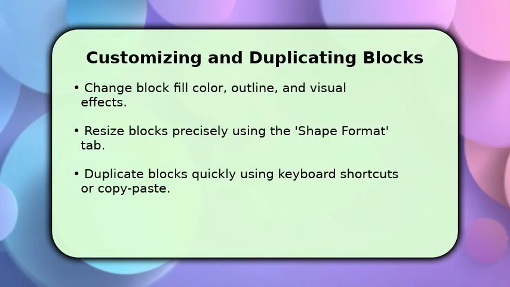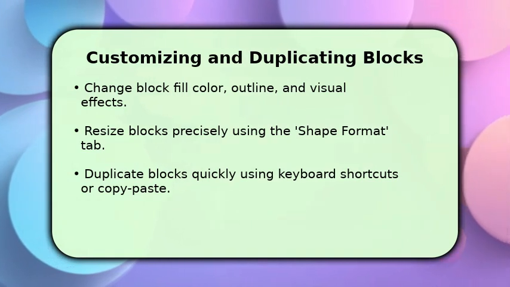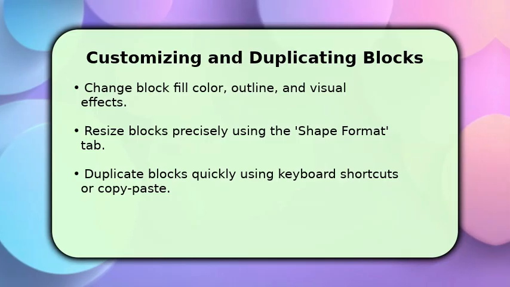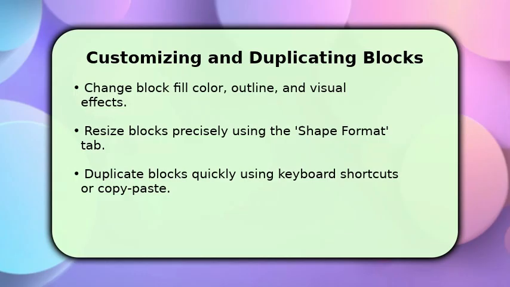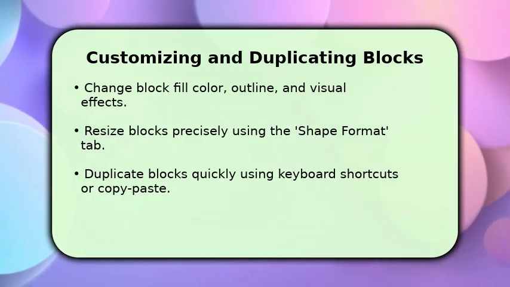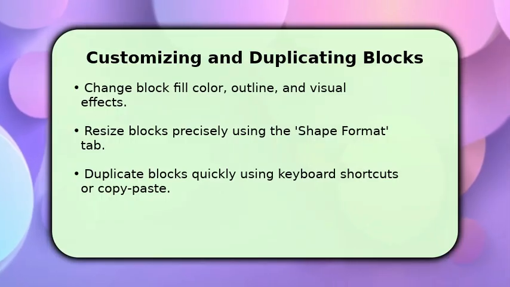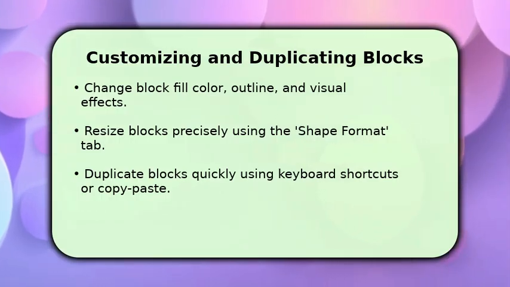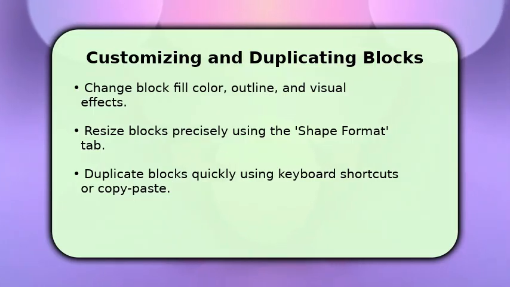After drawing a block, you can easily customize its appearance. With the shape selected, the Shape Format tab will appear. Here, you can change the fill color, outline, and add effects like shadows. To duplicate a block, simply select it and press Ctrl+D on your keyboard, or use Copy and Paste. This allows you to create many identical blocks very quickly. You can also adjust the exact height and width using the size options in the Shape Format tab.